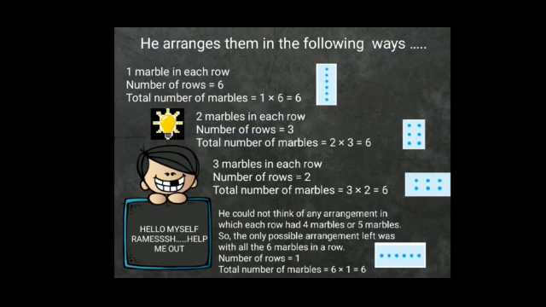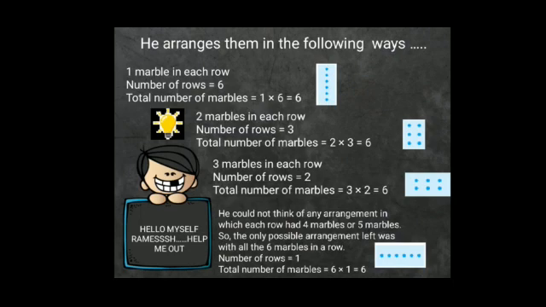He could not think of any other arrangement in which each row had 4 marbles or 5 marbles. So the only possible arrangement left was with all the 6 marbles in one row. That is, number of rows 1 and number of marbles in that row are 6. So 6 multiplied by 1, again 6.